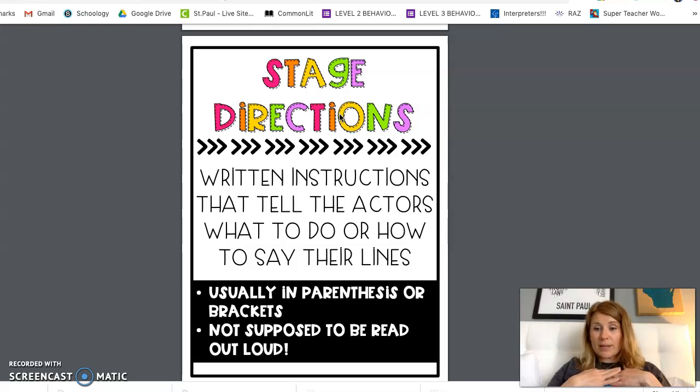When I read the play to you, I will read them out loud so we see what's going on. But they're not meant to be read out loud. For example, it might say, character walks across the stage. The character isn't going to say, I will now walk across the stage. He'll just do it. He'll read the stage direction and know to walk across the stage. So those directions are important, but they're usually not spoken. When you watch a play, they're not spoken. Stage directions.